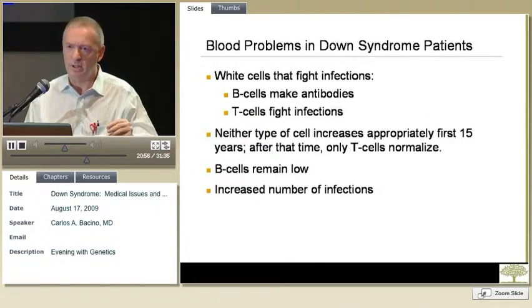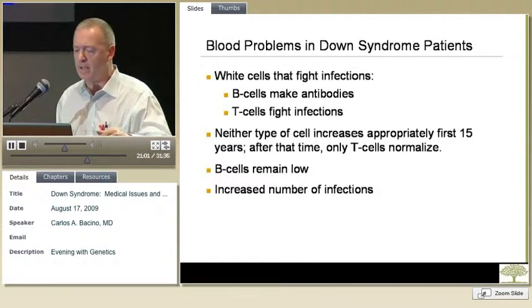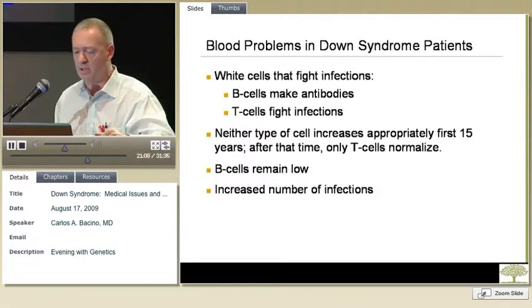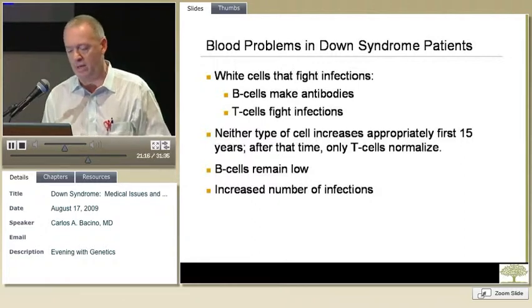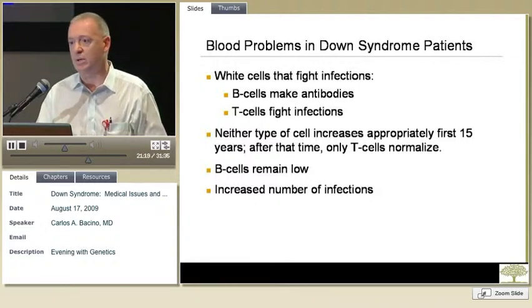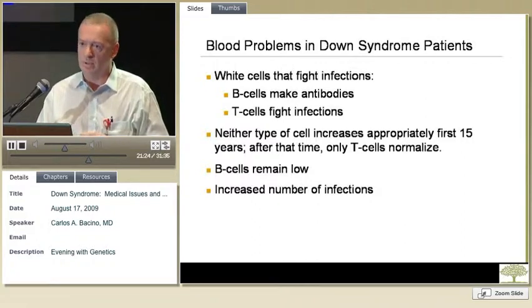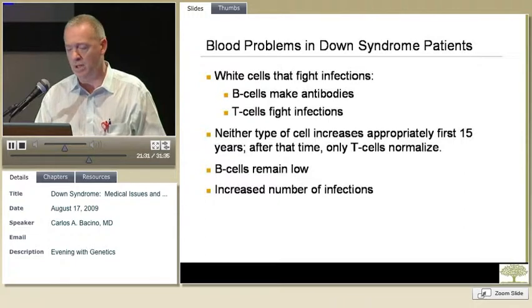And we know now that most of the T cells are decreased in the first few years of life, and then they tend to normalize as the children reach adolescence. But the other cells, the ones that make the antibodies, typically remain low. So this is typically associated with an increased number of infections. And that's also why individuals with Down syndrome have more respiratory and other infections compared to their peers.